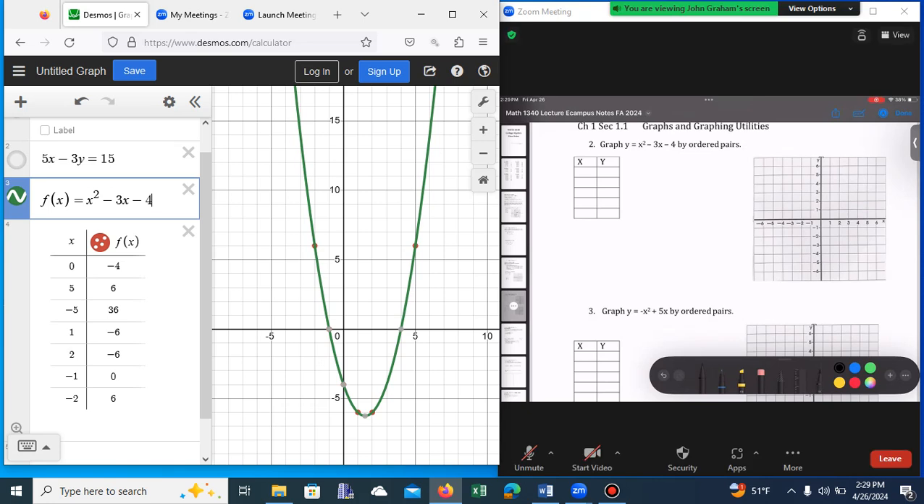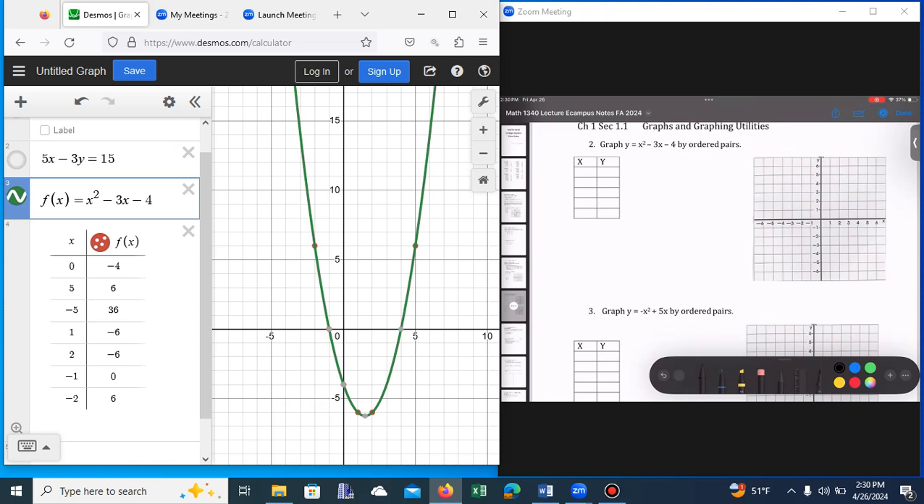In order to use the function notation, all you're doing is replacing y with f of x, which is f parentheses x parentheses. Then Desmos would know what function to use as you insert a value for x. So that's one of the reasons we have to solve for y even with using Desmos.